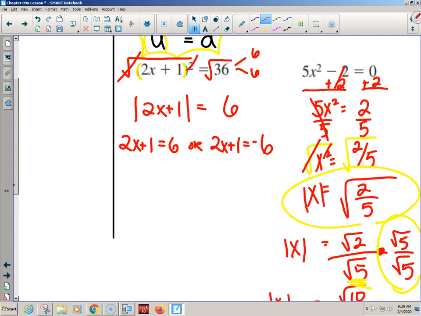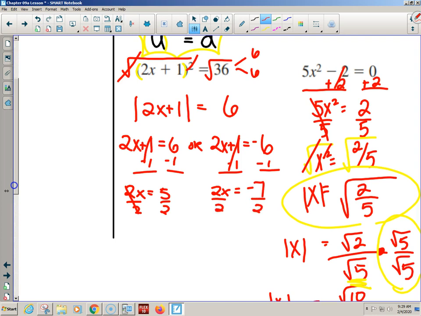Here we go. So, help me out real fast. How do I get x alone? Subtract 1. Hands to yourselves. Thanks for the quick help. Okay, so 2x is equal to 5. And over here, 2x is equal to negative 7. Good. And to finish, divide by 2 on both of them. The nice thing is their steps are exactly the same because they're both coming from the same 2x plus 1 expression.